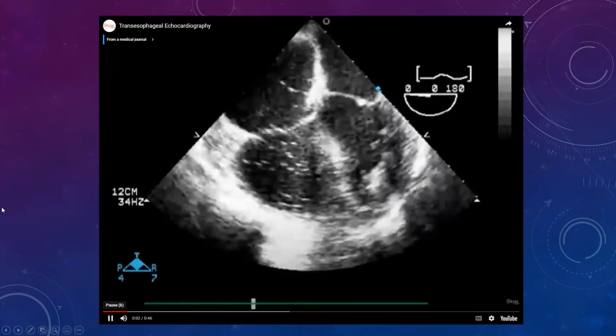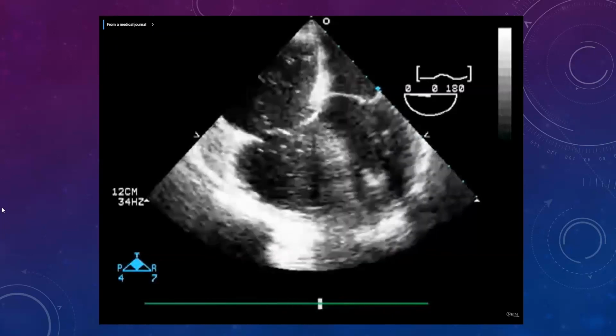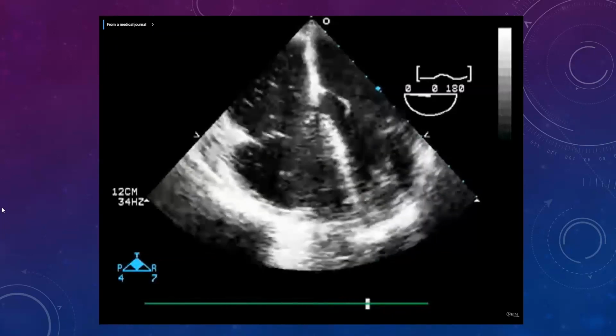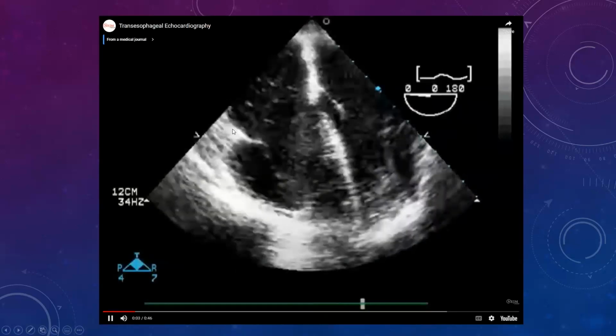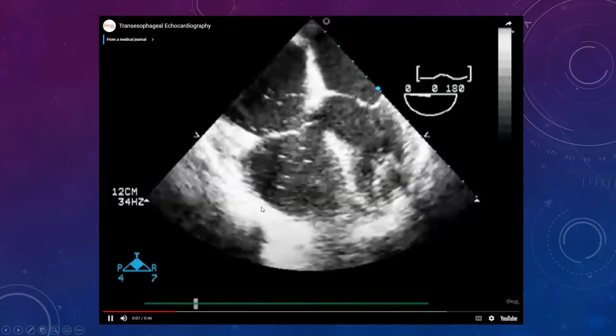All right. So this is a clip from New England Journal of Medicine. This is obviously a mid-esophageal 4-chamber view, and we can see that, oh, that was quick. We can see that the size of that RV is massive. It should not be the same size of the LV, and it's not moving well. So we've got a problem here.